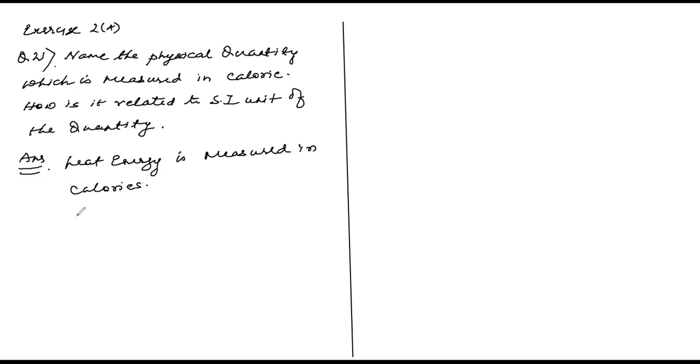For the SI unit, see, 1 calorie is equal to 4.18 joules. The SI unit of energy is joules. So 1 calorie is 4.18 joules, children. You should understand this.